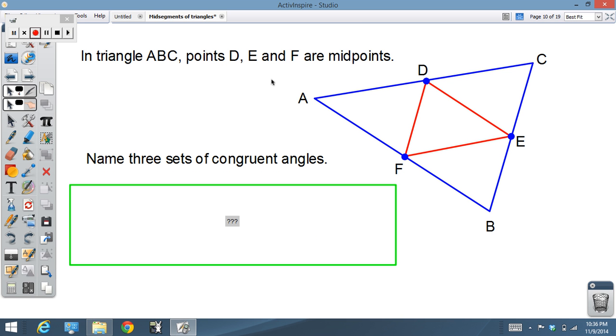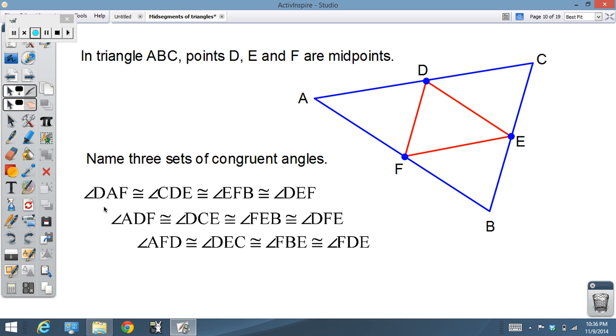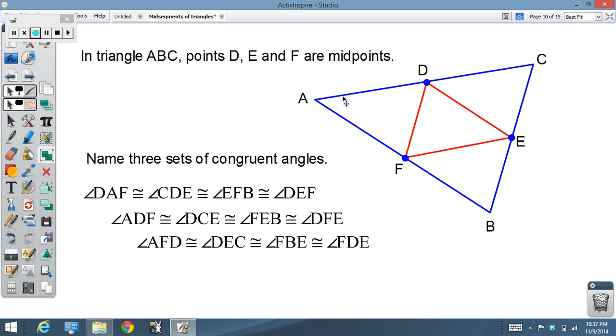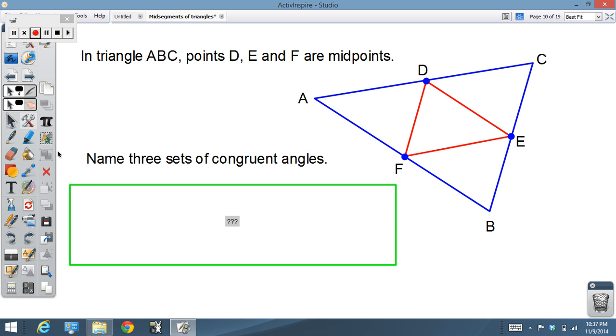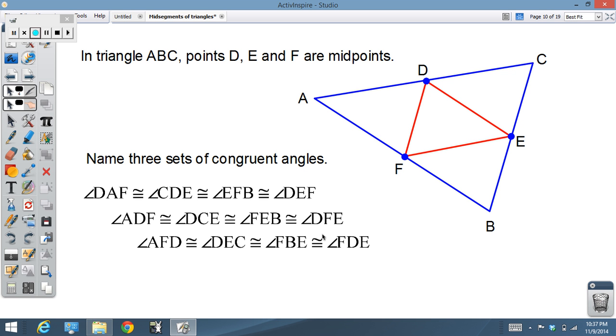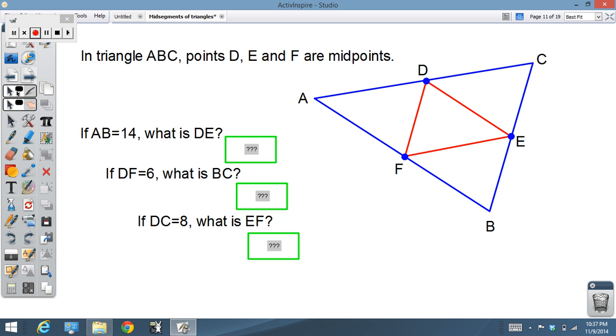In triangle ABC, D, E, and F are still midpoints. Name 3 sets of congruent angles. Pause. Answer coming up. D, A, F. Triangle DAF. That, and that. Those 4 are congruent. Same with the other 2 sets of 4. And I'll let you look at how those work. Next.